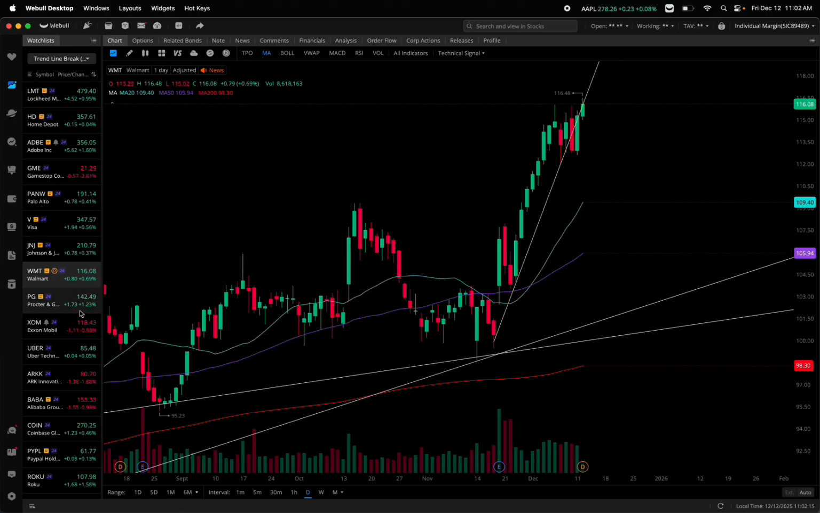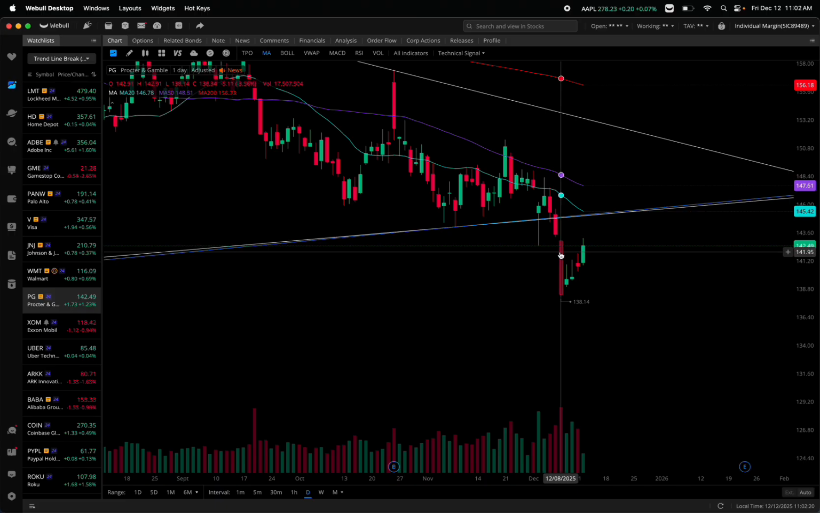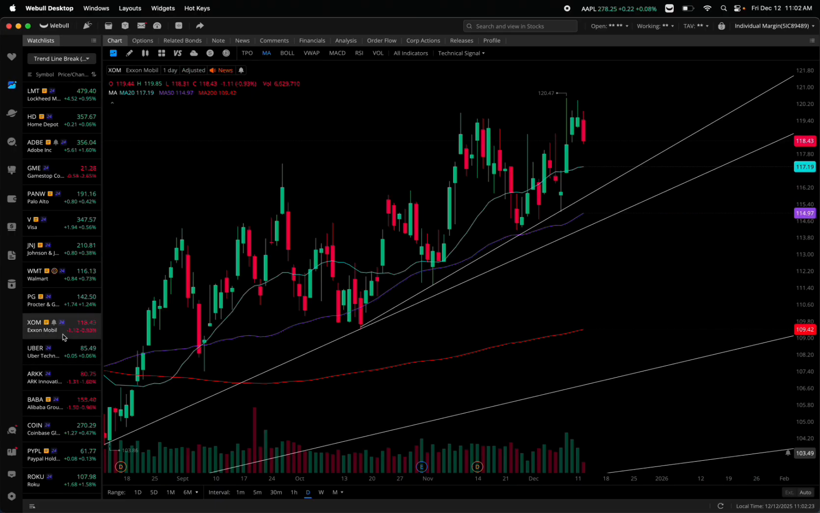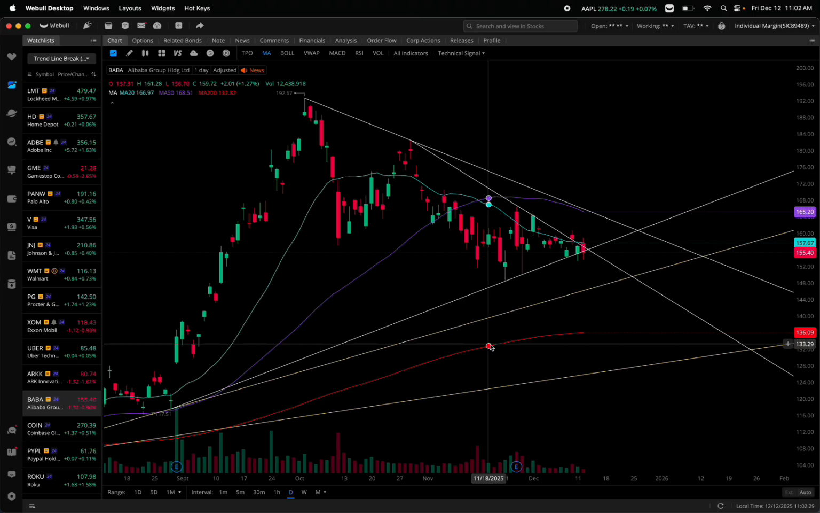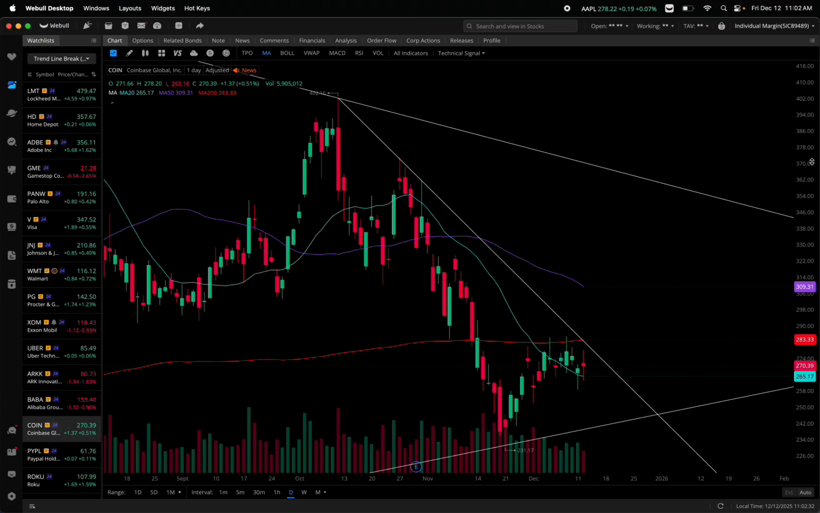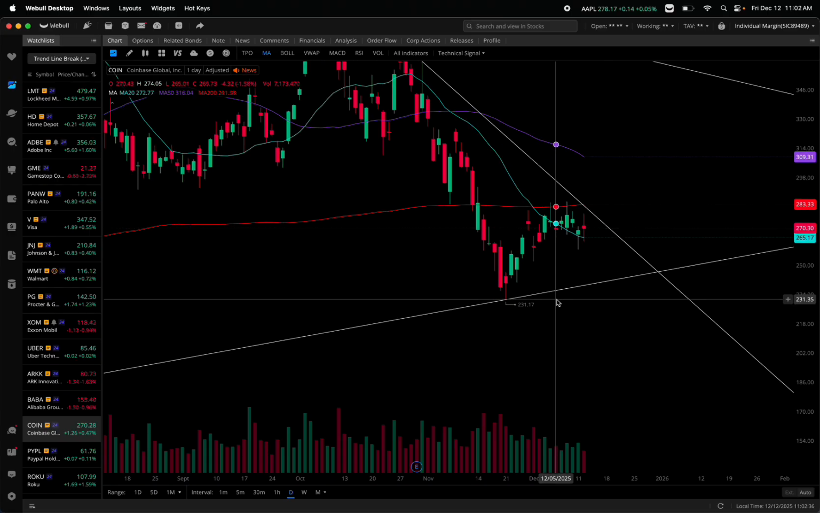Walmart, nothing going on either. Procter and Gamble, nothing going on either. We got a breakout actually a couple of days ago, but nothing going on today. ExxonMobil, nothing going on. Uber, nothing going on. ARC, nothing going on. BA, nothing going on at all. Again, some of these trend lines are a little bit outdated. Not gonna lie, it's already Friday, so definitely needs some updating.